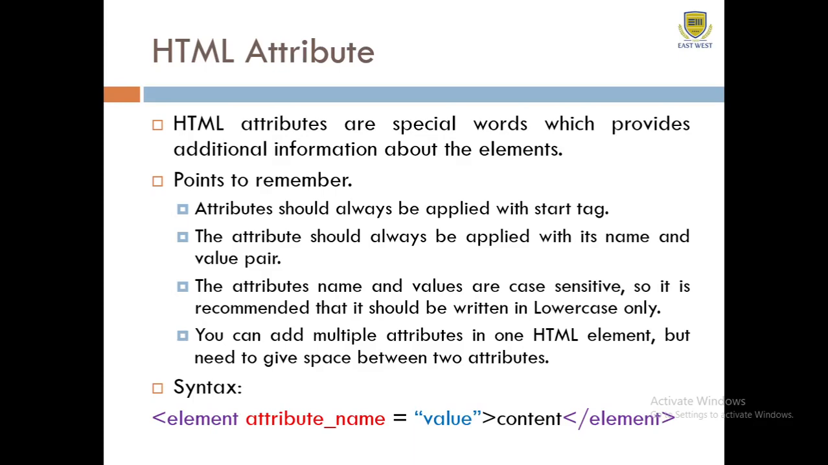HTML attributes are special words which provide additional information about the elements. These attributes are a modifier, as we can say, a modifier of the HTML element. Each HTML tag can have an attribute, which defines the behavior of that particular element or tag. How that tag is going to behave will be described by the attribute.